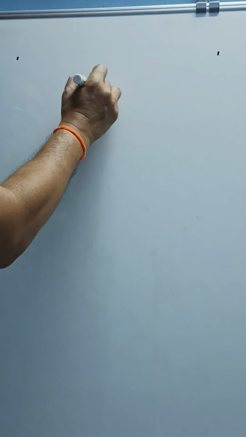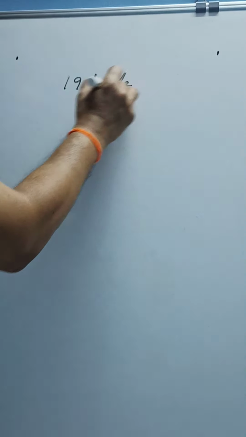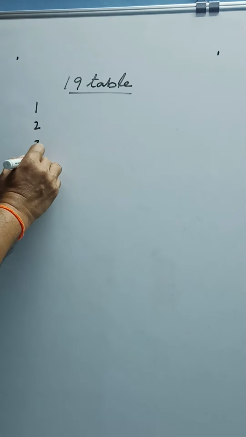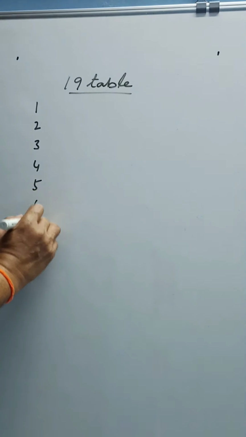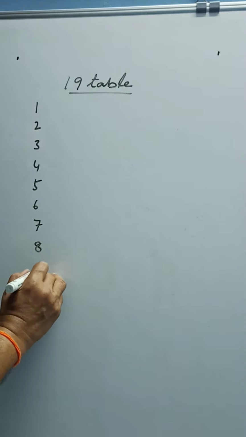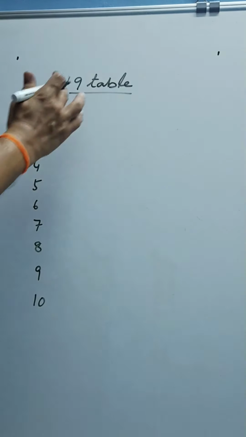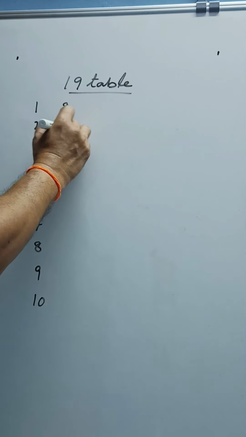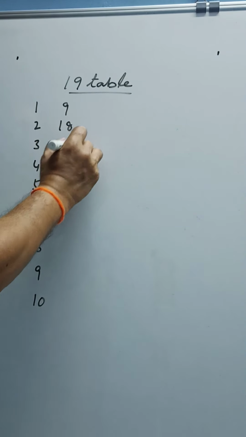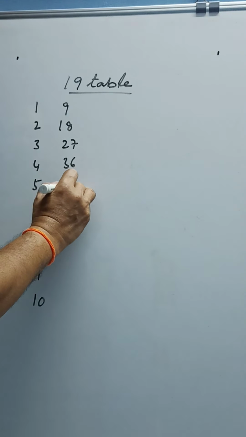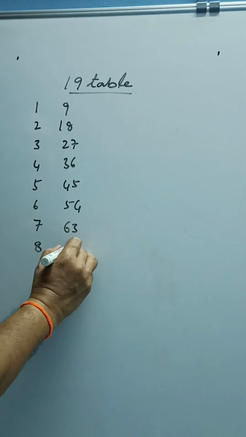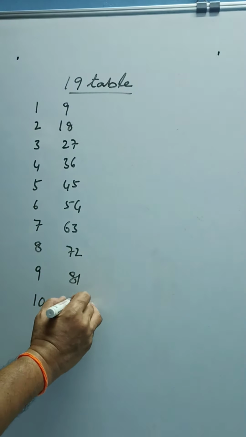Moving on to the last one, 19th table. We will have to write first table and ninth table. 1, 2, 3, 4, 5, 6, 7, 8, 9 and 10. To write the ninth table, I already gave you one easy method. So 9 ones are 9, 9 twos are 18, 9 threes are 27, 9 fours are 36, 9 fives are 45, 9 sixes are 54, 9 sevens are 63, 9 eights are 72, 9 nines are 81, 9 tens are 90.